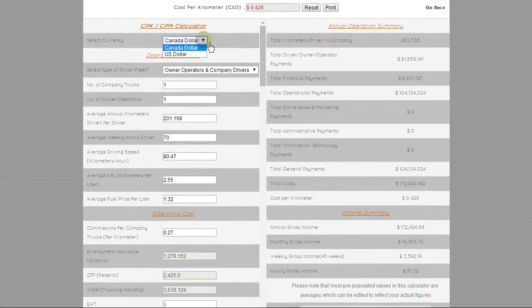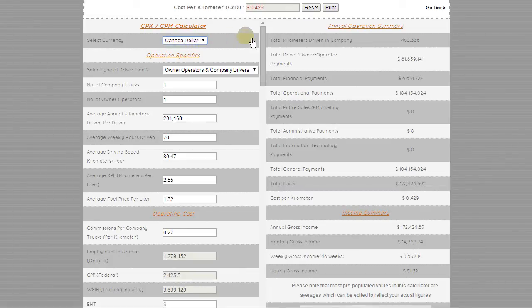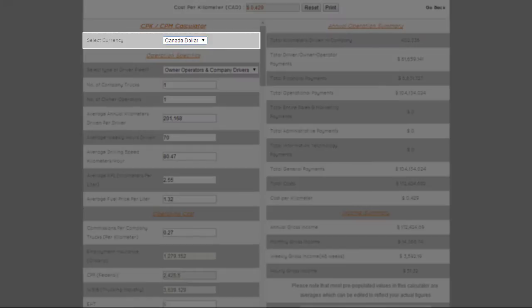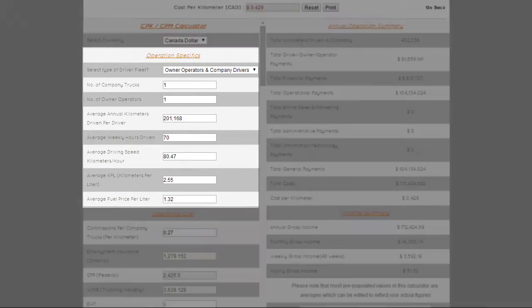The first thing that you need to do is decide whether you are looking to find a cost per mile or cost per kilometer. Depending on where you drive most, US or Canada, pick the currency and metric system that best applies to your situation. Below you will find the operation specifics.